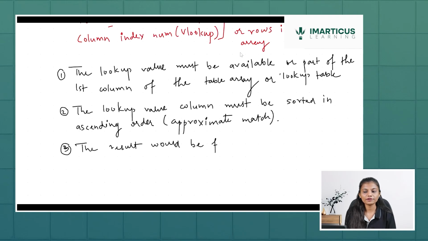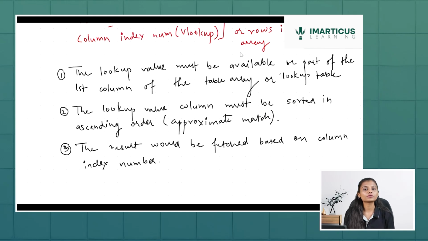The result would be fetched based on the column index number, which means the column from where you want to find out the result. So every column in the lookup table will have a position, and that position is known as the index position. In order to find the result of that lookup value, you will require this index position to be used.